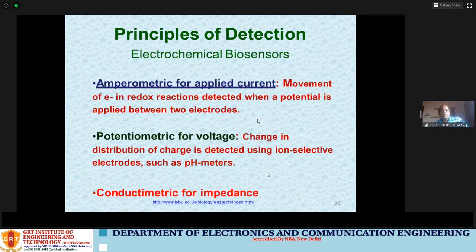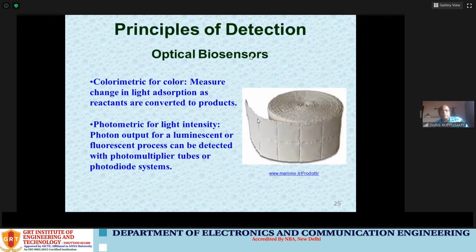operated based on the resistance property. Principles of detection: this is called the optical biosensor. Colorimetric is for colors, which is very important. You get 7 colors, which can be measured with the help of optical properties. Measure the change in light absorption as the reactant is converted into product, so which color you need. Photometric is for light intensity, so based on the light intensity you can design your biosensor system. Photon output for a luminescent or fluorescent process can be detected with photomultiplier tubes or a photodiode system. These two play an important role while designing your biosensor systems.